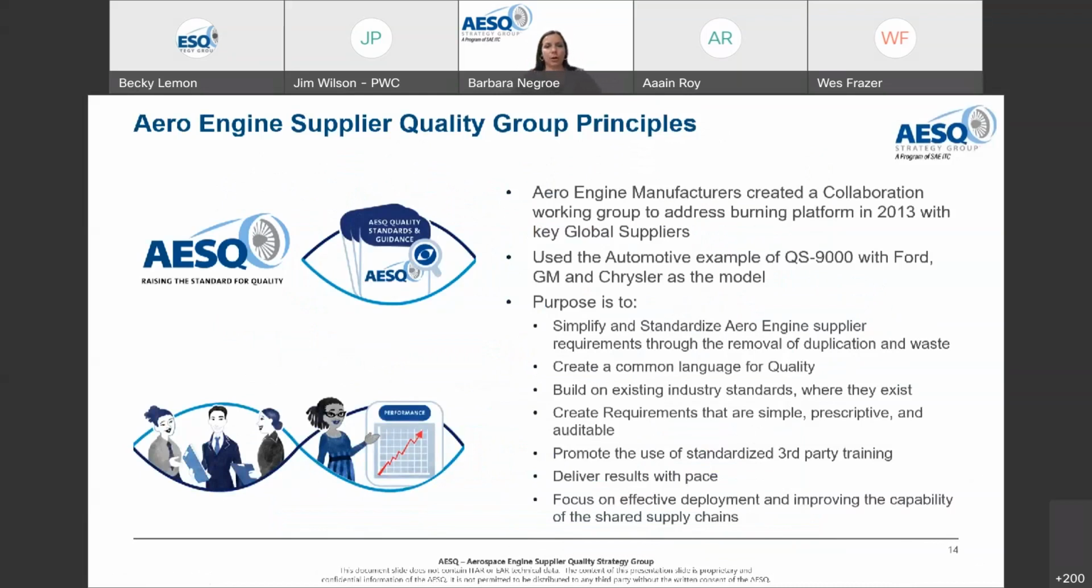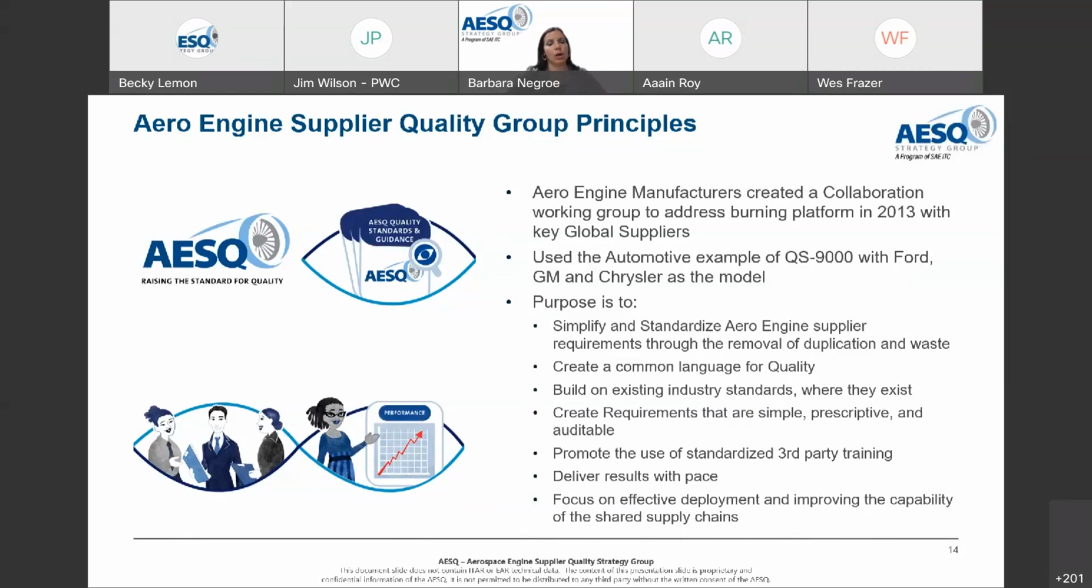Okay, so talking a little bit about our purpose. As I mentioned before, the aero engine manufacturers created this collaboration group to address the burning platform back in 2013. Since then, it has really evolved. It was modeled after the automotive industry and QS 9000 originally. So the purpose of the AESQ is really to simplify and standardize the aero engine supplier quality requirements, create a common language for quality, build on existing industry standards where they exist.